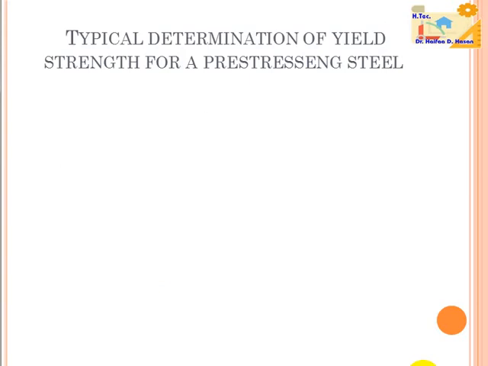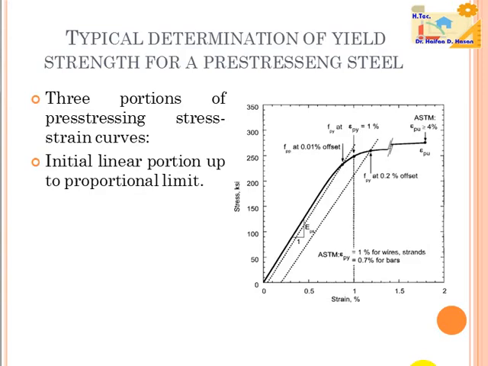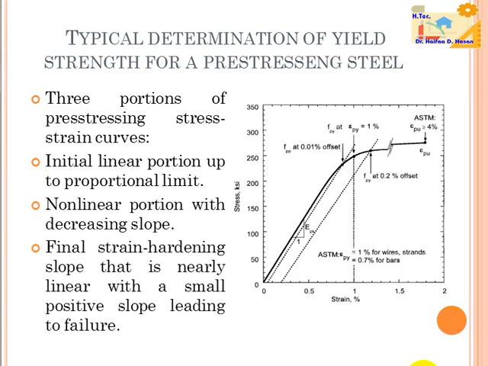Typical determination of yield strength for a prestressing steel. 3 partitions of a prestressing stress strain curve. Here we can see in the beginning an initial linear partition up to the proportional limit, a non-linear partition with decreasing slope, and then a final strain hardening slope that is nearly linear with a small positive slope leading to failure. Another often used method to determine the yield stress is called the offset strain method.